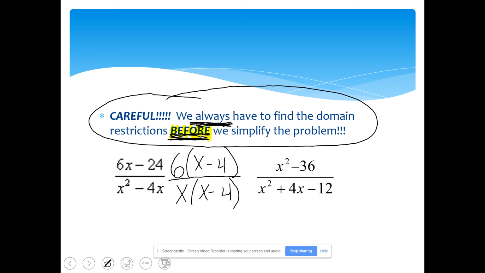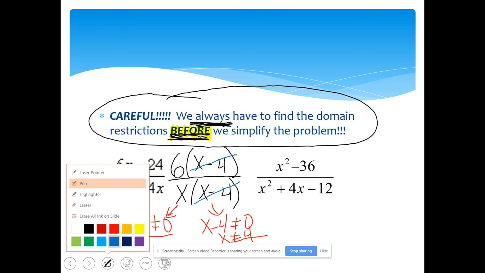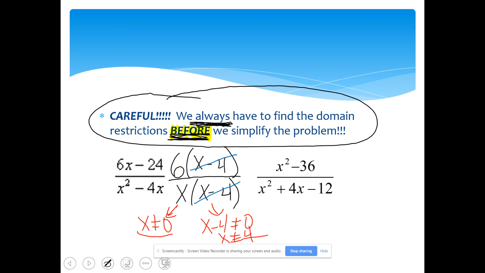Every single x in the denominator has to be set equal to 0 and solved for. So this x gets set equal to 0, and this x gets set equal to 0. This first one is already solved, so one of our restrictions is 0. For the second one, I'm going to add 4, and our second restriction is x cannot be 4. Now that I've found my restrictions, I can reduce my x minus 4s, and so my final answer is 6 over x, where x cannot be 0 or 4.